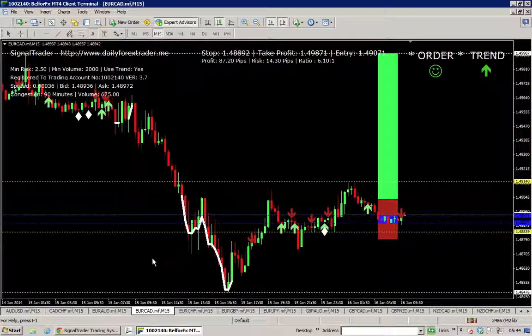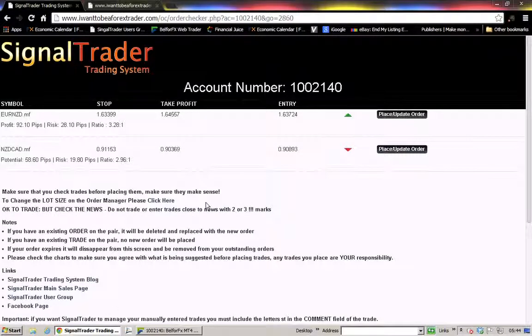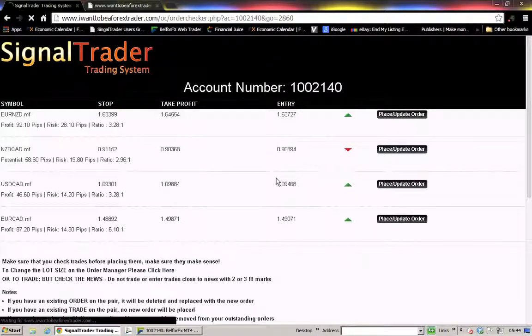Looking at the charts this morning, got some interesting signals. I'm just going to refresh my page. This is the SignalTrader trading system. It's just making some suggestions this morning. We've got Euro New Zealand, we've got New Zealand CAD, USD CAD. Oh look, what a funny thing's happened here.